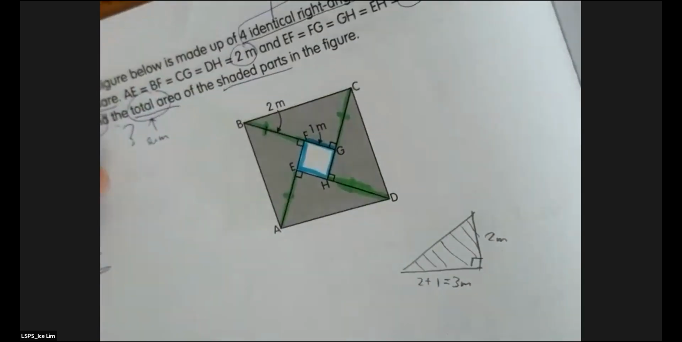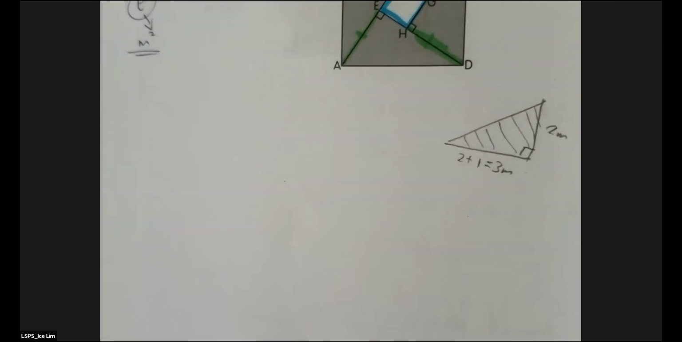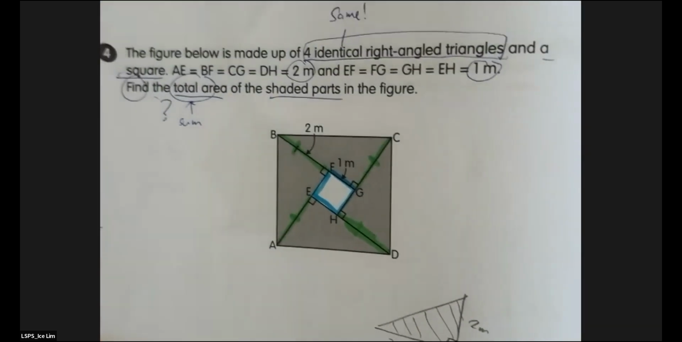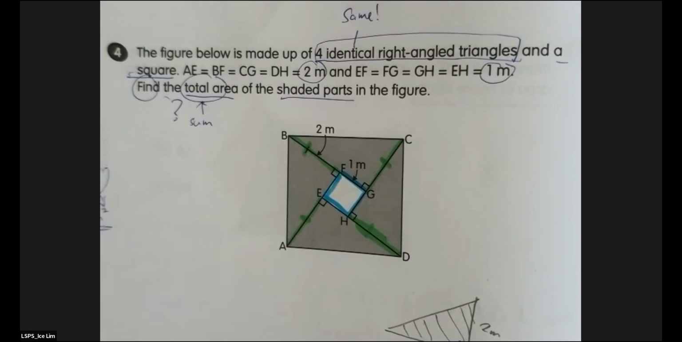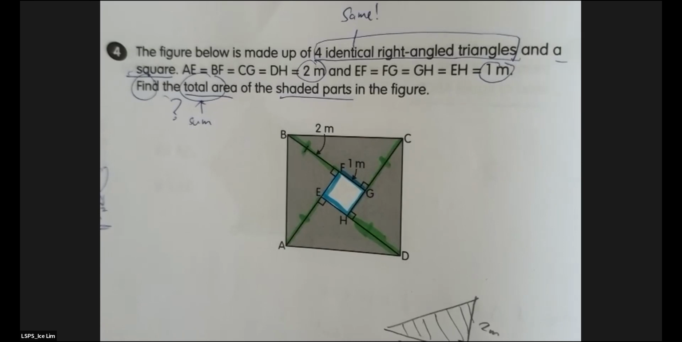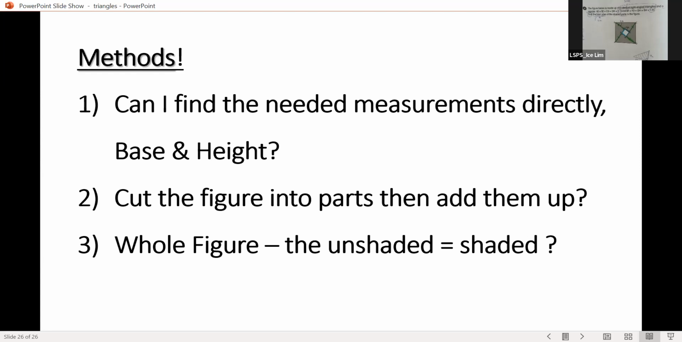4. Okay. So back to the 3 methods. Yesterday we summarized the 3 methods. For our friends who are absent, yesterday we were talking about the 3 methods, summarizing all the word problem questions that go with this chapter on geometry. There are 3 main methods. Number 1, can I find the needed measurements directly? If I can find the measurements directly, I just need to calculate directly. If I cannot, then I do the second method.